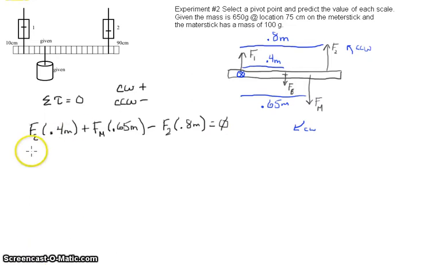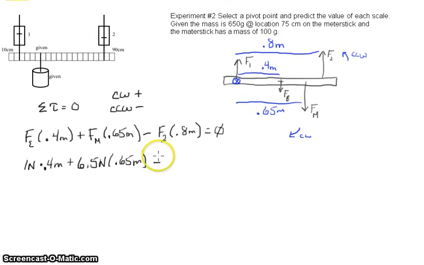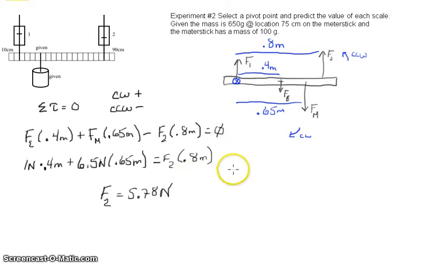Okay, so the force of the earth would be 1 Newton exerted on this. So this would be 1 Newton times 0.4 meters plus 6.5 newtons times 0.65 meters. And then I'm going to bring this to the other side. I'll add it. So we end up having F2 times 0.8 on the other side of the equal sign, and that being positive. Alright, if I divide through and solve for F2, I get 5.78 newtons for the force exerted by F2.